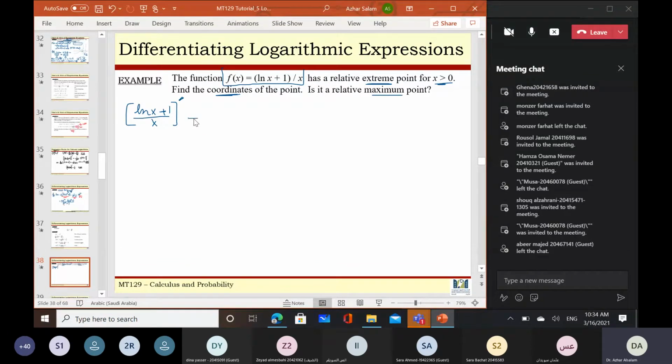Okay, I will differentiate this function. Of course, here I will use the quotient rule.